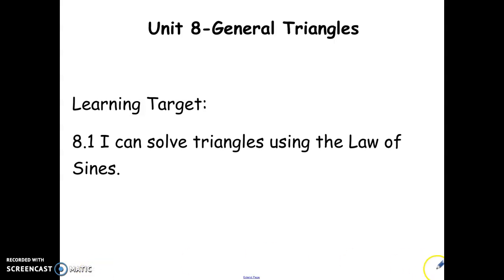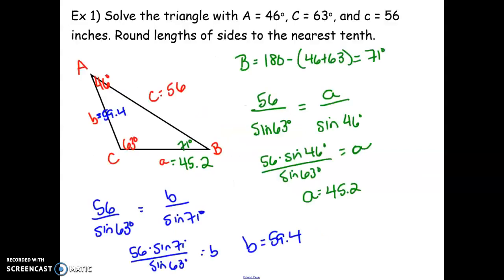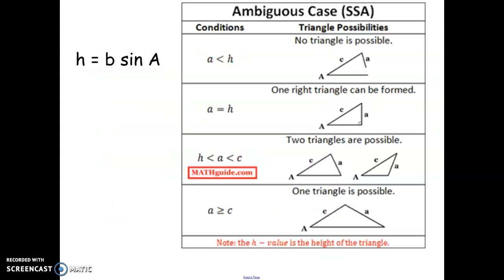Okay, this is the second video for law of sines. We talked about the ratios that you can set up, as well as how to solve an angle-side-angle situation. There's also an ambiguous case called side-side-angle. So if you have two sides and an angle, it might be possible to solve it. It might be possible that there's not a triangle.